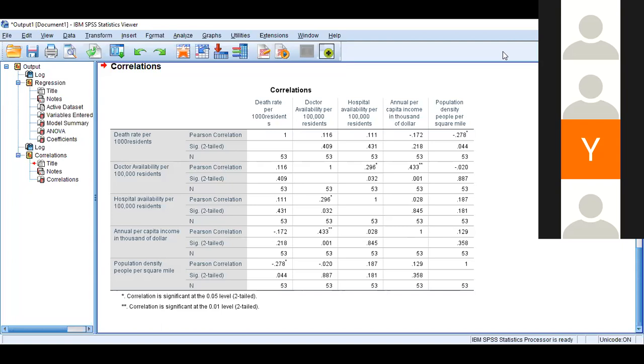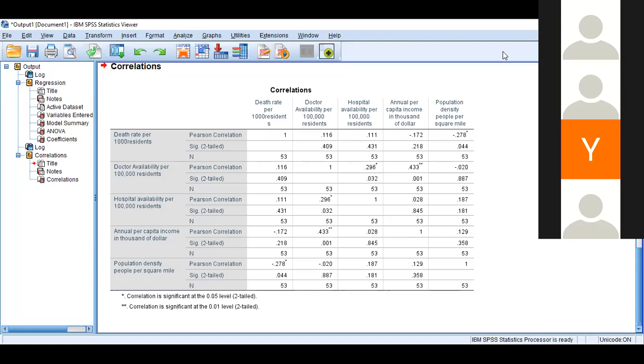Can you say that again? You said if the sample size is what? If it's a very large sample size, a very small correlation may be significant. And if the sample size is very small, a big correlation may not be significant.